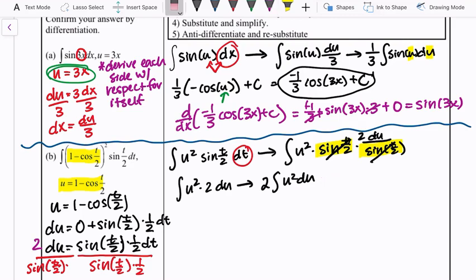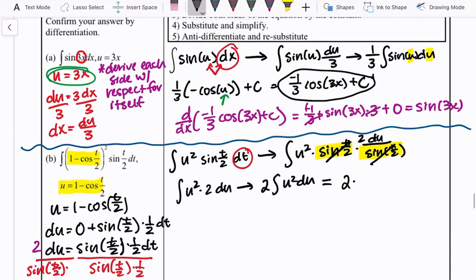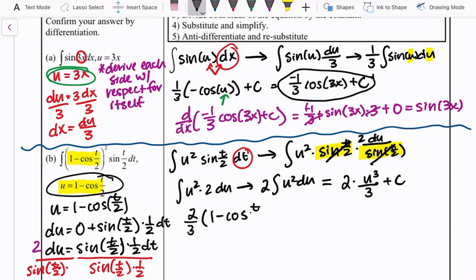Actually, I think here I can do an equals, because this really will equal it. So equals 2 times, okay, I'm going to add 1 to my exponent, so u to the 3rd divided by my new exponent, which is 3. And then I'm going to add a c on the end. Now that I have this written out, we're going to go back and substitute this in for u. So that will be 2/3 times (1 minus cosine of t over 2) cubed plus c.